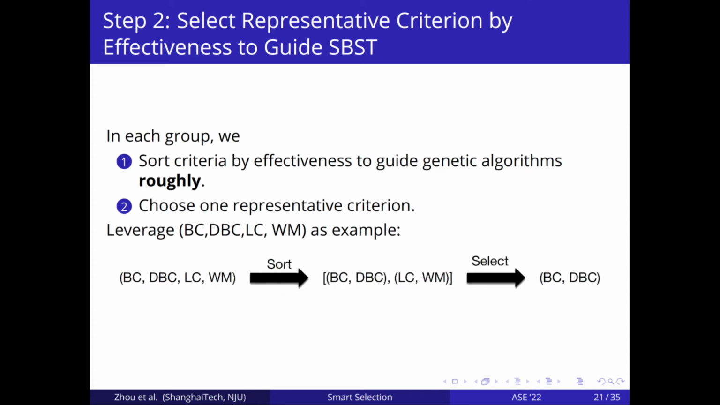After sorting, we keep branch count and direct branch count, but we want to keep only one representative criterion to get a smaller subset of the fitness functions. So we use another perspective to determine which one we choose.